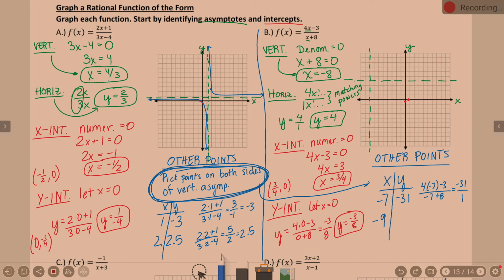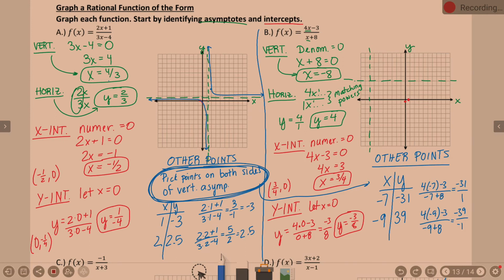And then plug in negative 9. So 4 times negative 9 minus 3 over negative 9 plus 8. Negative 36 minus 3 is negative 39 over negative 1, which is going to be positive 39. Now, those aren't exactly numbers I can graph, but they still help me to know where my graph is.